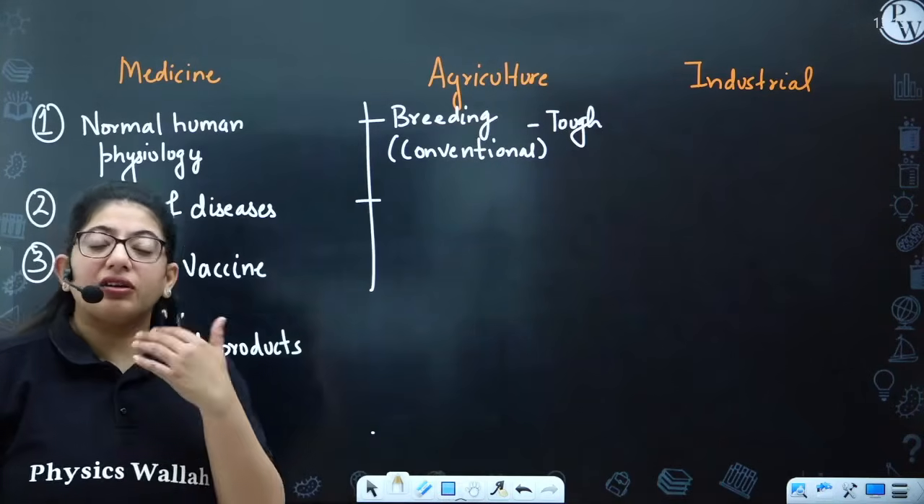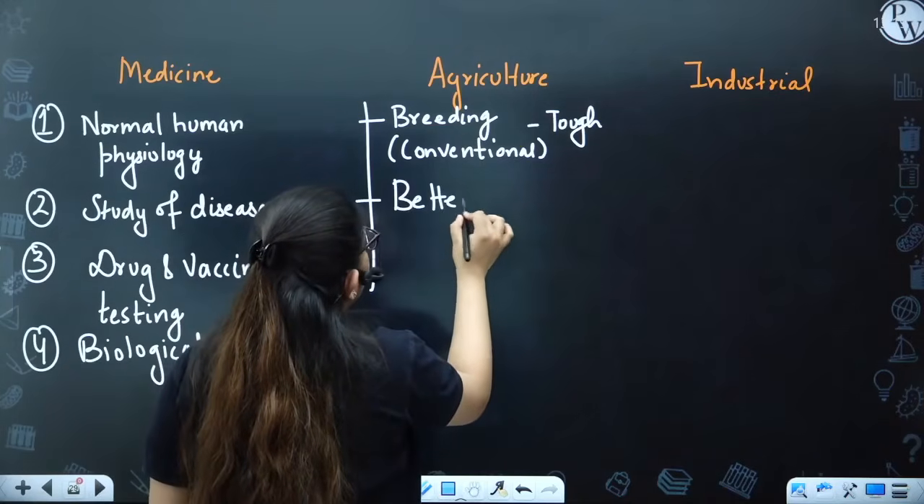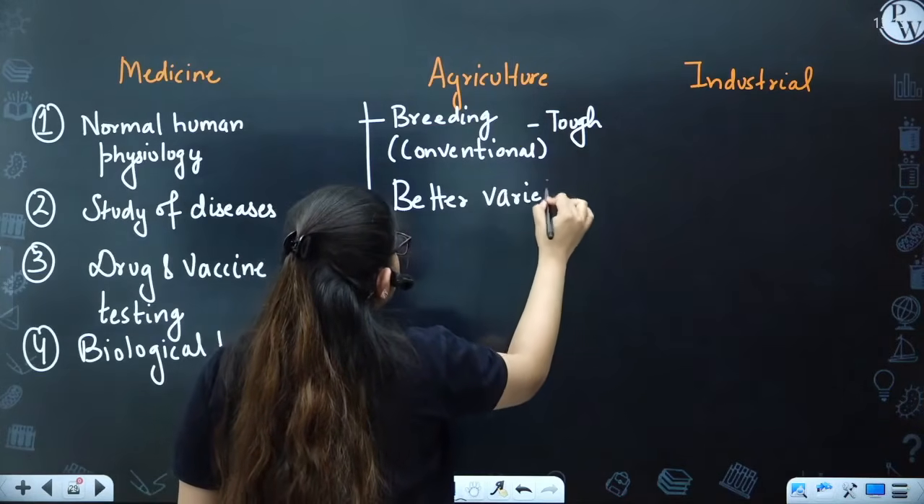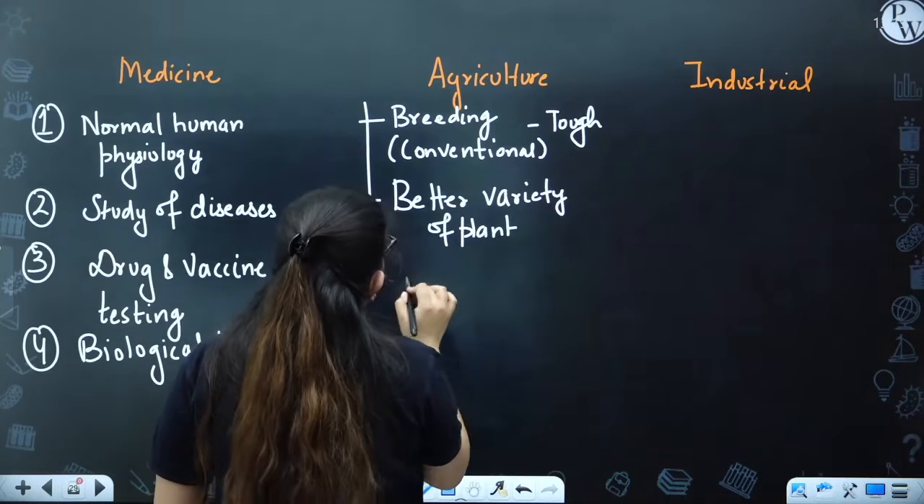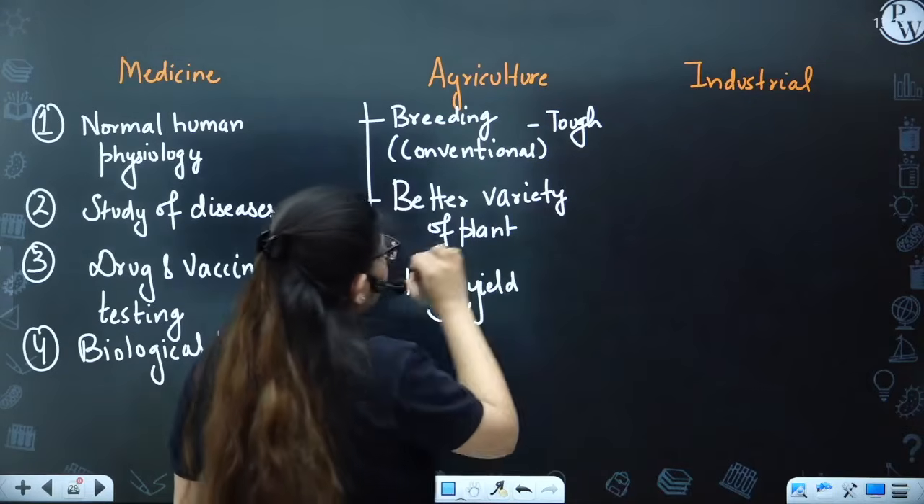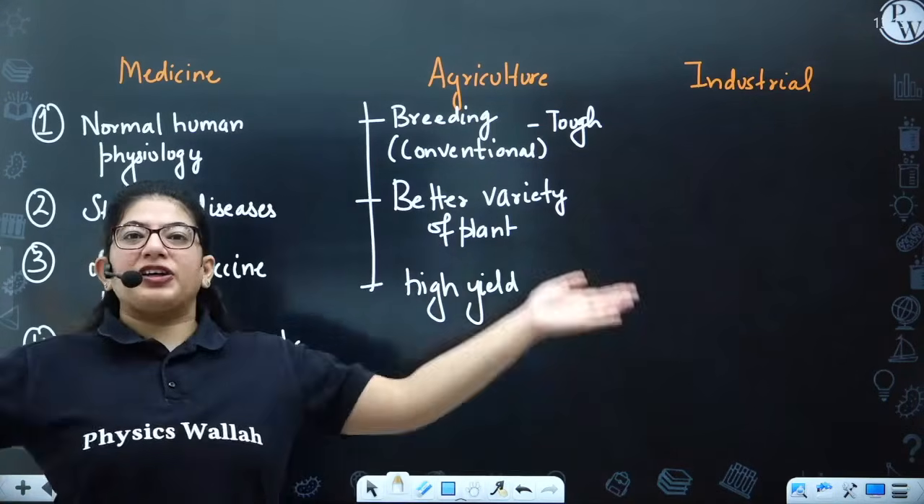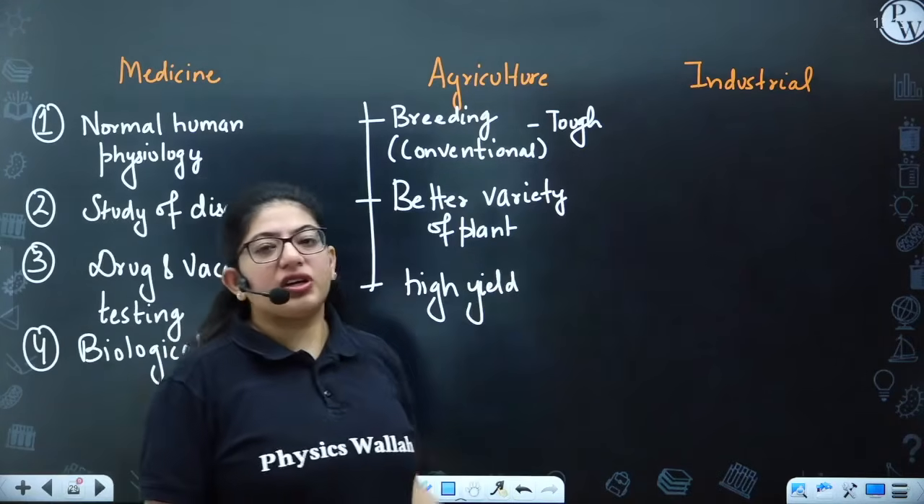Also to have better variety of plants. And definitely for high yield. So for all these benefits, what we need? The biotechnology in the agriculture. Next, we have industrial application.